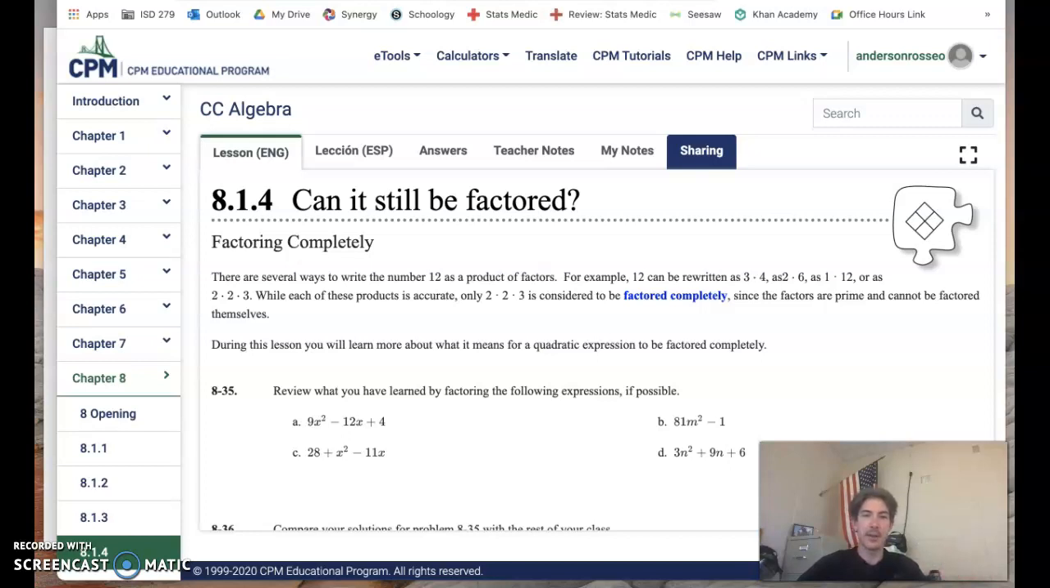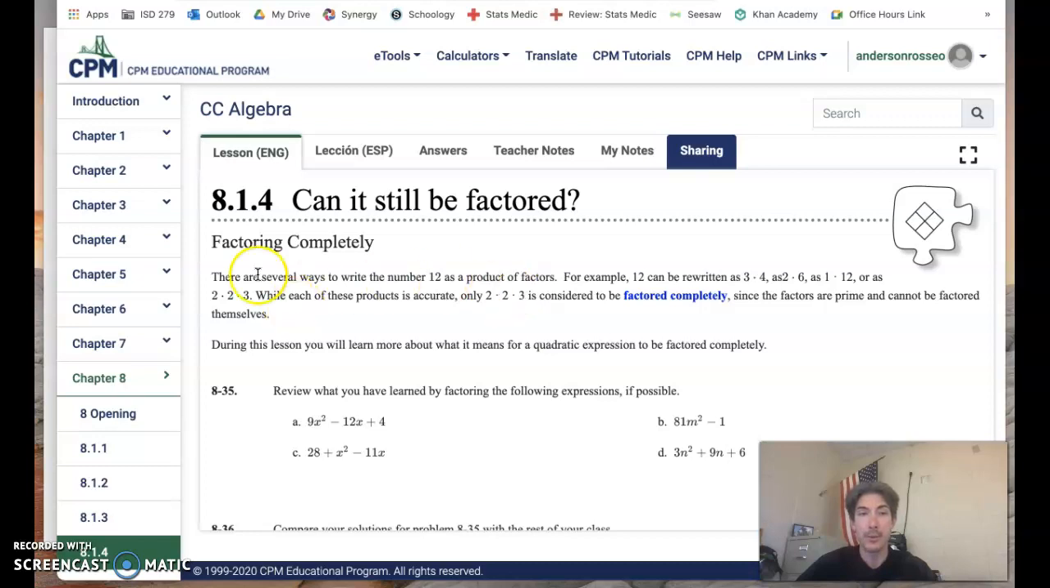It says there's several ways to write the number 12 as a product of factors. For example, 12 can be rewritten as 3 times 4, as 2 times 6, 1 times 12, or as 2 times 2 times 3. The only one of those things that's considered factoring completely is 2 times 2 times 3 because 2, 2, and 3 are all prime factors of 12. And of course, 2 times 2 times 3 makes 12, okay?